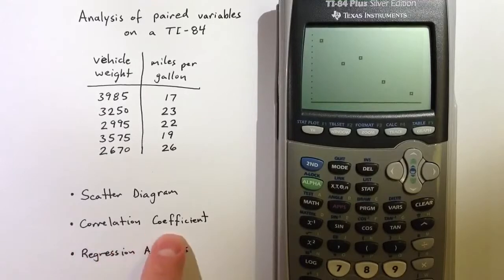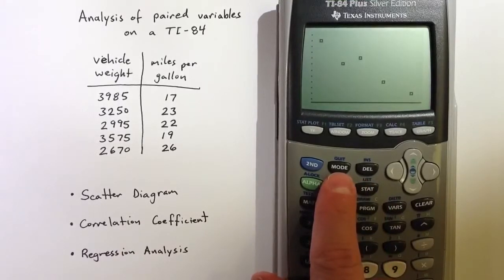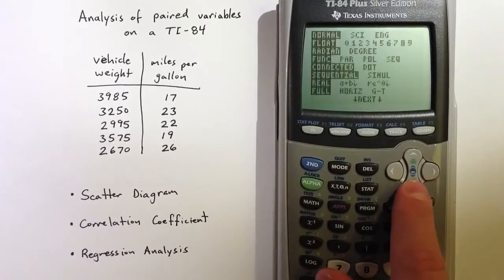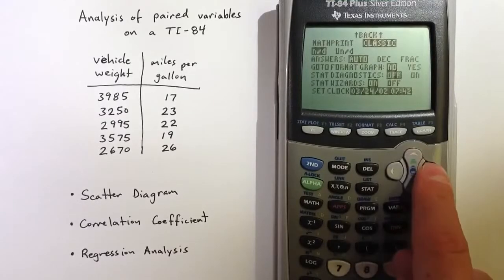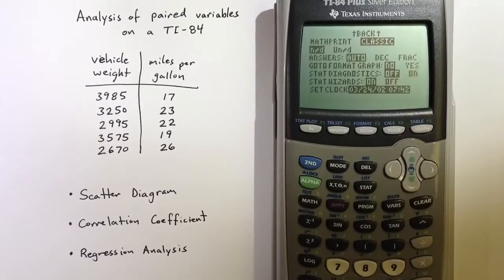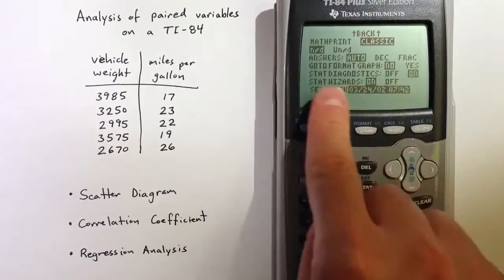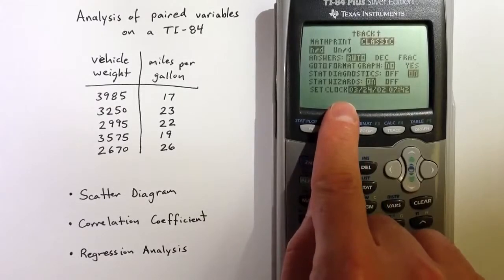But before we do, in order for that analysis to actually calculate the value we're interested in, I need to choose a mode option. So I'm going to press mode, use the down arrow to go down to stat diagnostics, and use the right arrow to go over to turn that on. I'm going to hit enter to select it. On some older calculators, you might not have this menu available to you.